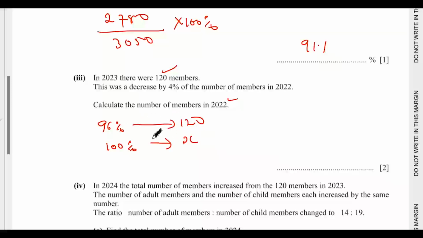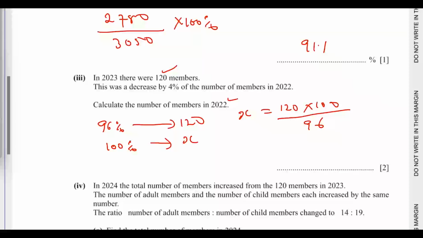So 100% will be equal to x. If you cross multiply, that will be 96 times x equals 100 times 120. If you make x the subject of the formula, that will be x equals 120 multiplied by 100, then divided by 96. So you can always input this into your calculator and get your answer straight away.